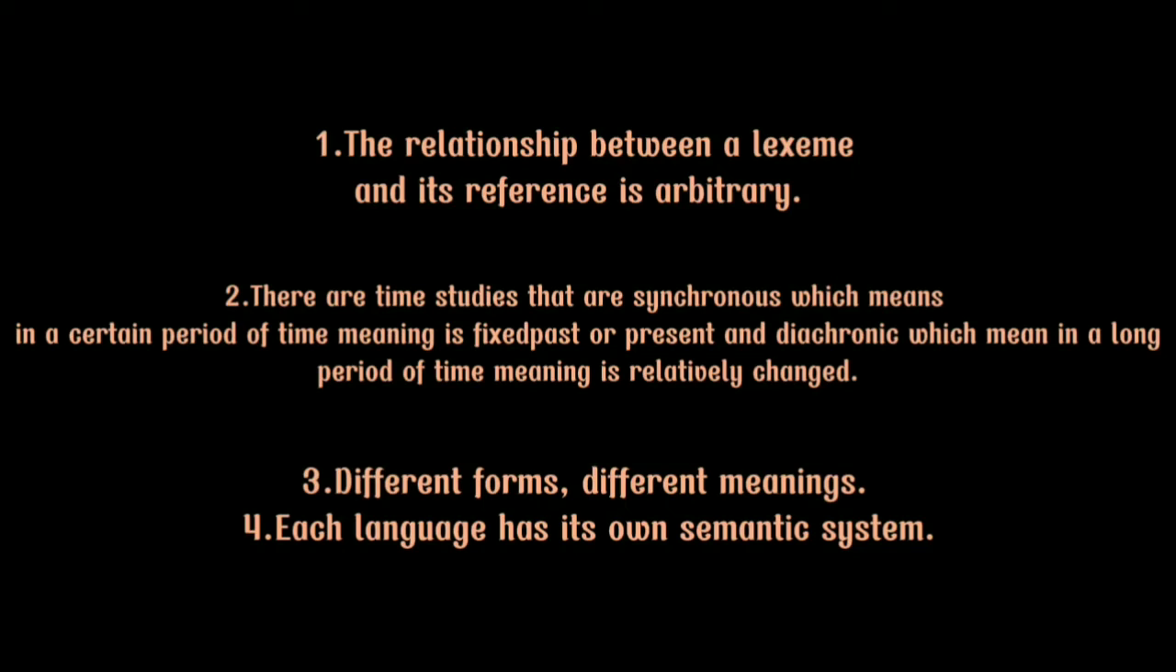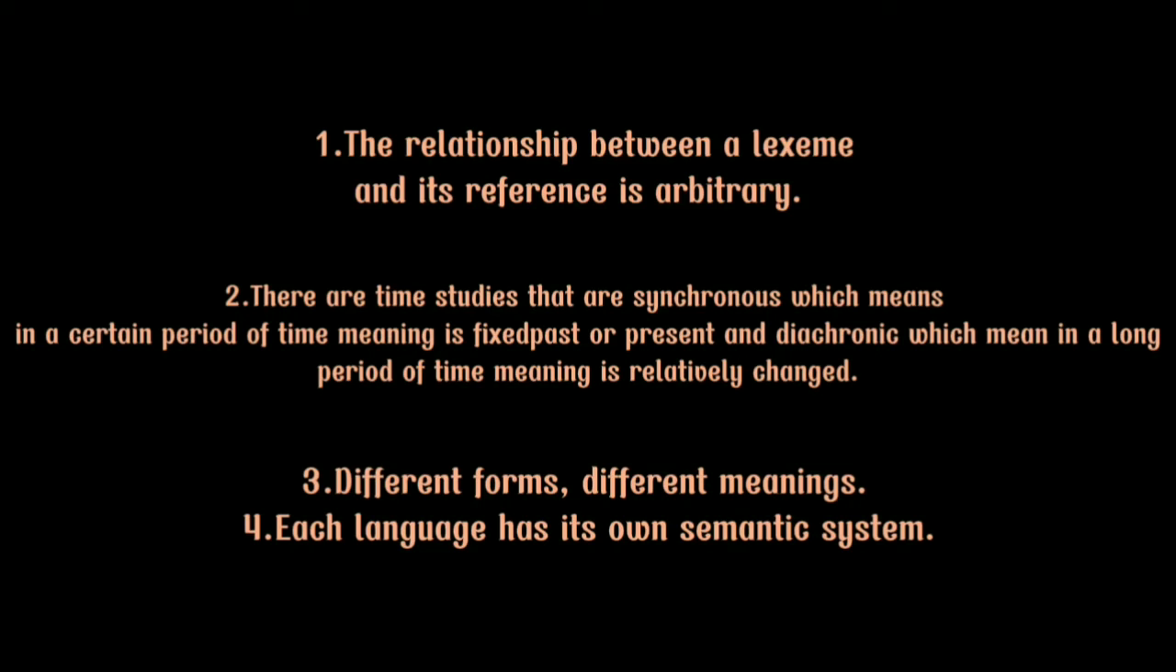Semantics has some general rules. Number one, the relationship between a lexeme and its reference is arbitrary. Number two, there are time studies that are synchronous, which means in a certain period of time, the meaning is fixed and does not change either in the past or present. And diachronic, which means in a long period of time, the meaning relatively changes.